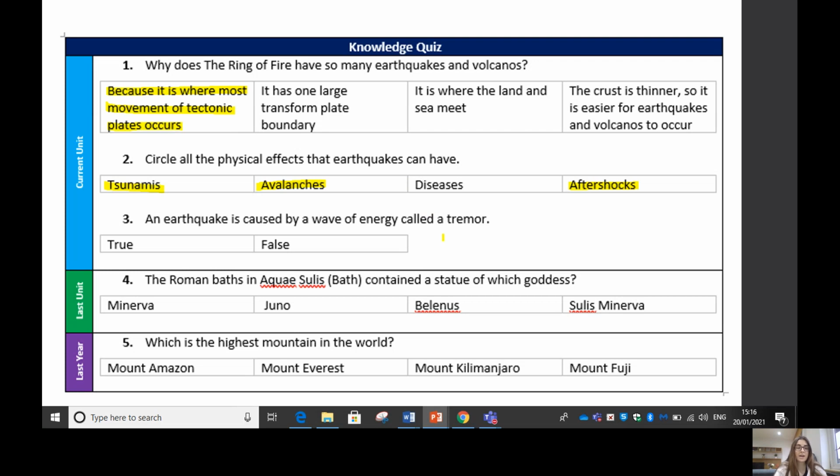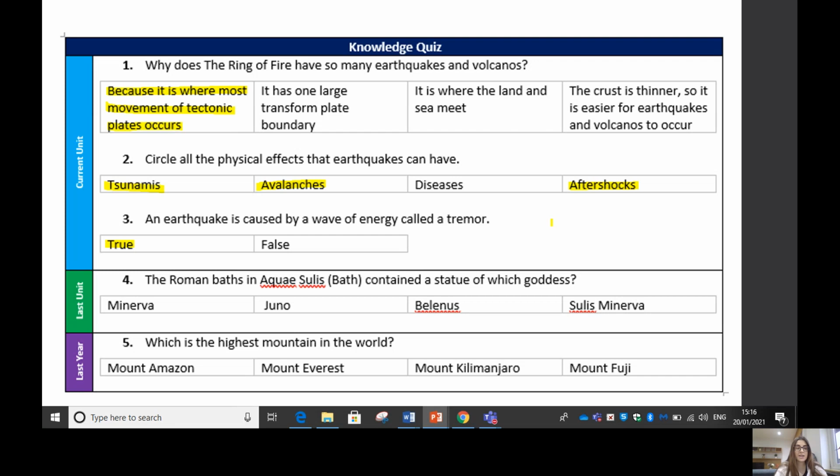Question 3. An earthquake is caused by a wave of energy called a tremor. True or false? Pause me. Yep, it is true. So we're going to recap in a minute how an earthquake happens.